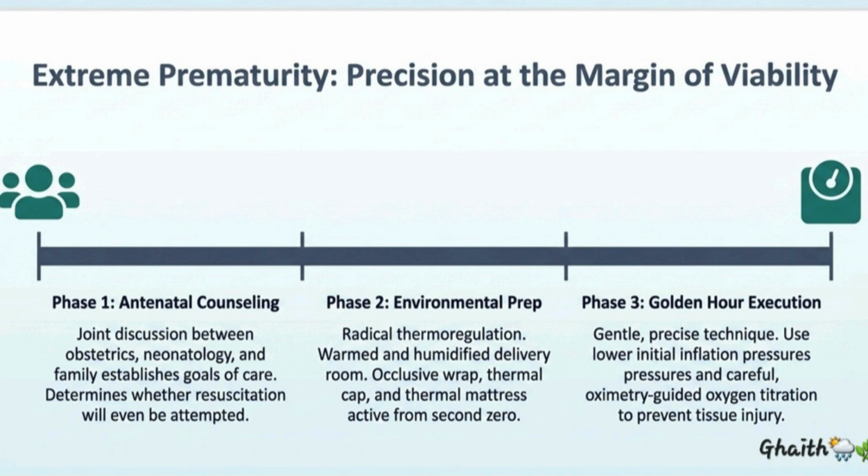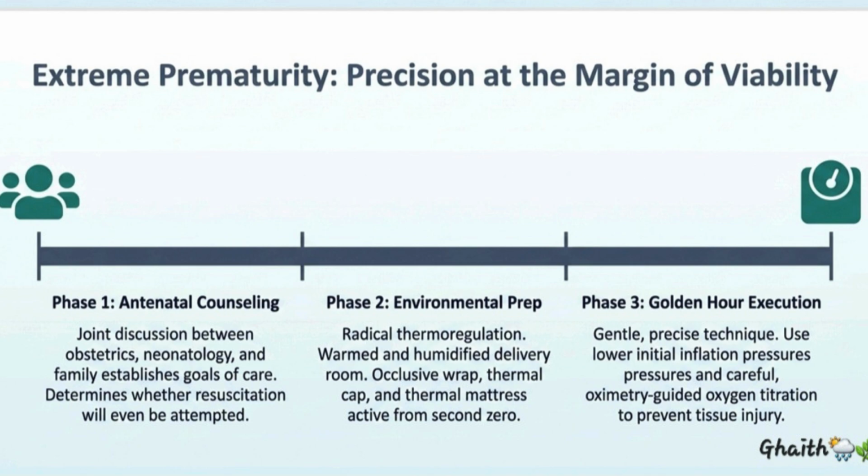Phase 2, environmental preparation. Radical thermoregulation is the priority: a warmed and humidified delivery room, an occlusive wrap, a thermal cap, and a thermal mattress, all active from second 0. These infants lose heat catastrophically fast, and hypothermia at this gestation carries real mortality risk.